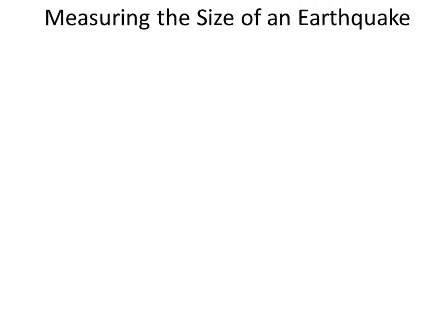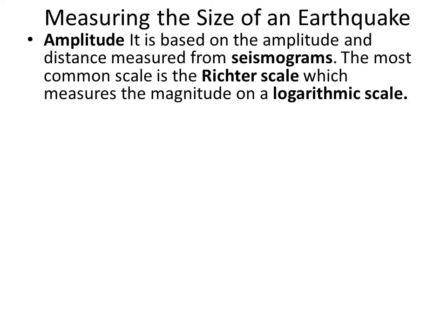Measuring the size of an earthquake. So we have the amplitude. It is based on the amplitude and distance measured from the seismograms. The most common scale is the Richter scale, which measures the magnitude on a logarithmic scale. Magnitude is a quantitative measure of the size of an earthquake at the source. The Richter magnitude scale measures the amount of seismic energy released by an earthquake.